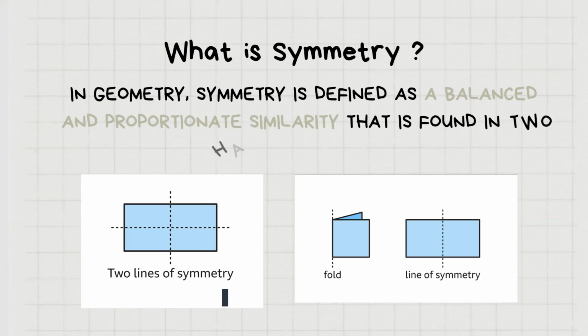What is symmetry? In geometry, symmetry is defined as a balance and proportionate similarity that is found in two halves of an object. These two pictures show symmetry.